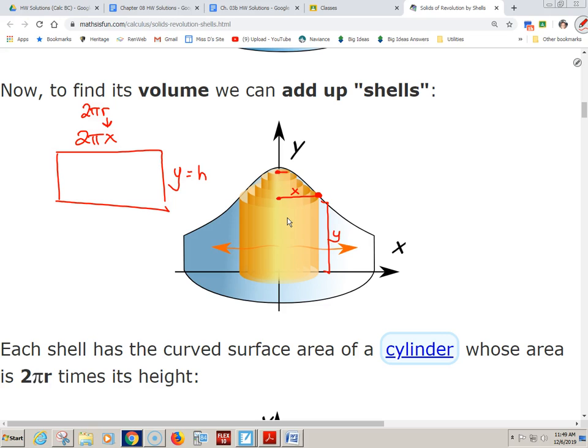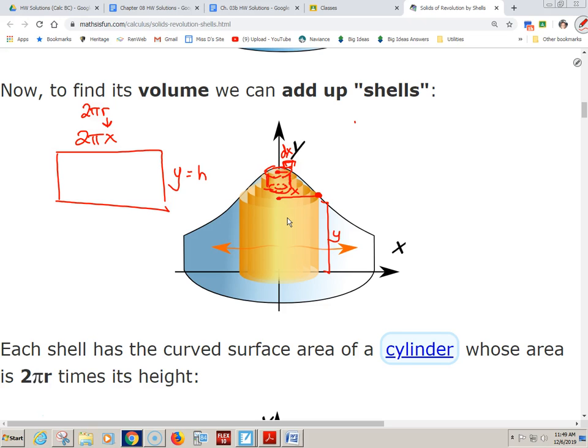My y would be how high, and my x would be my radius. Now wait a minute, would this one be in terms of x or in terms of y? Because my thickness would be added this way to give my cylinder thickness. I would want my cylinder to have thickness, and that's not perpendicular to my y. It's parallel to my y.